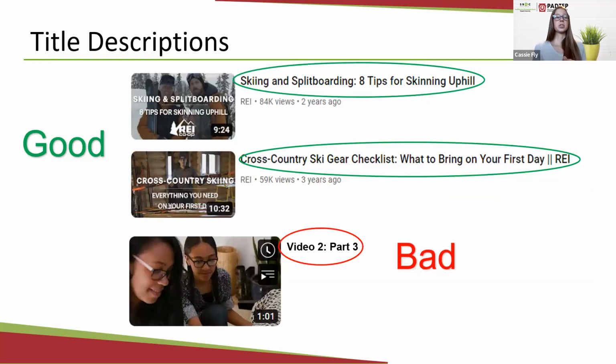Now, some title descriptions. What are some good and bad examples? You can see the ones circled in green are good. They show you clearly what the video is about, and also might be something similar to what people would type in YouTube. The bottom one, like video 2 part 3, well, that doesn't describe what is being done at all. And probably someone's not going to YouTube and typing in video 2 part 3. So those would be some not as great examples.